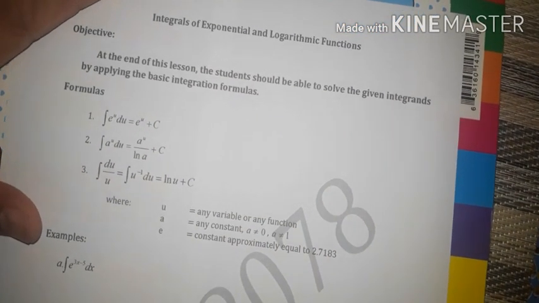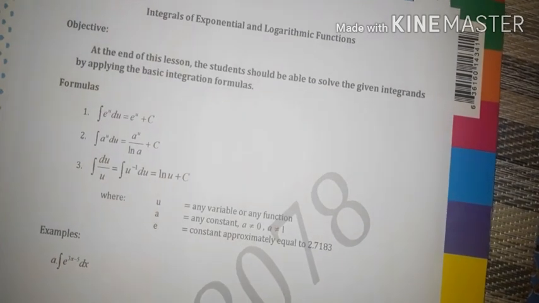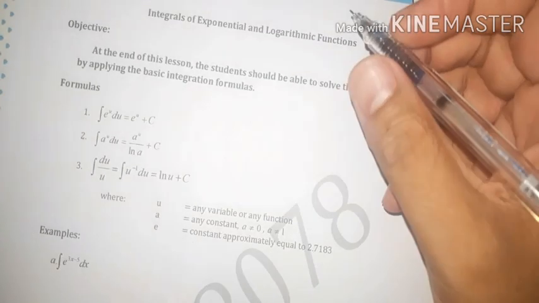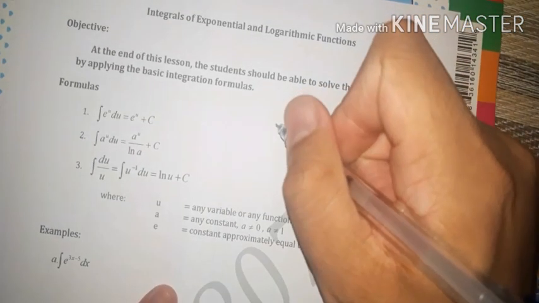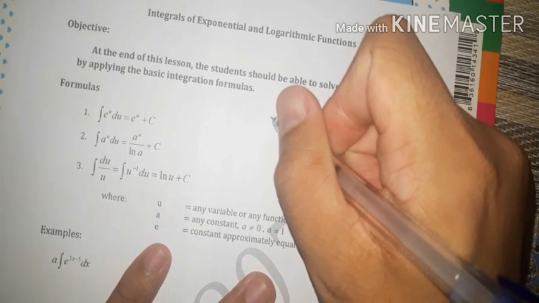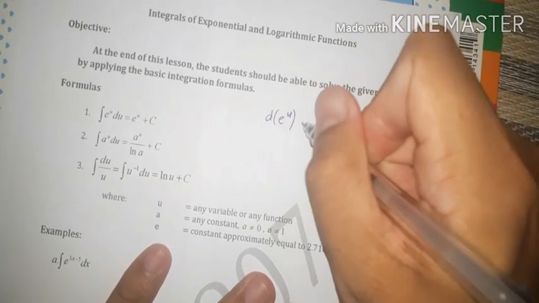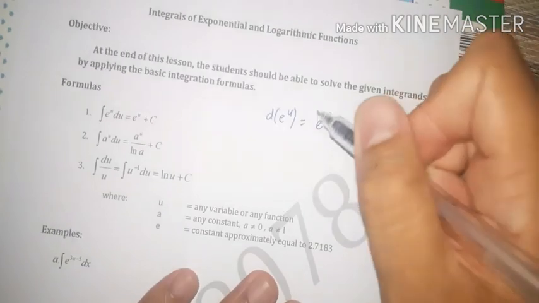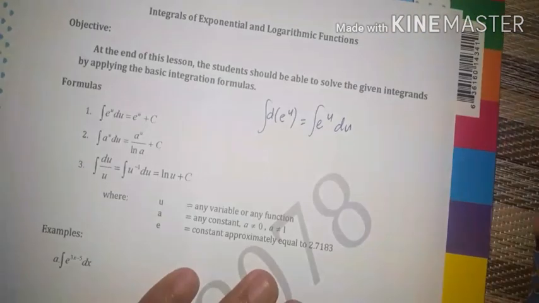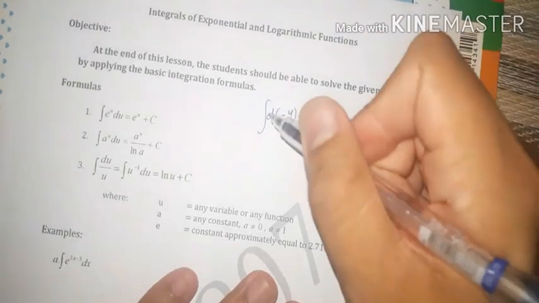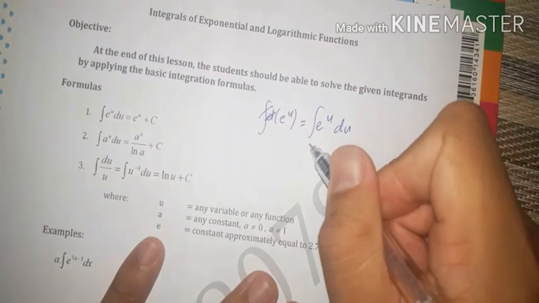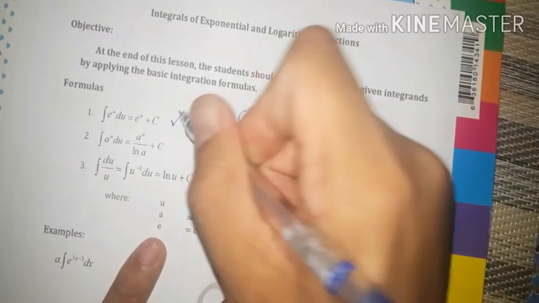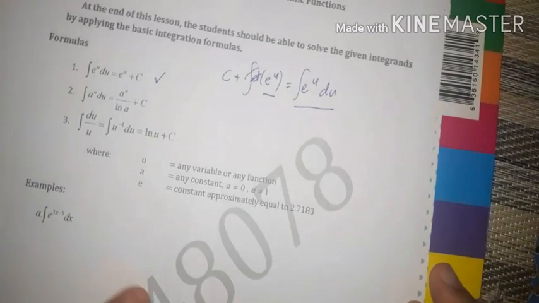Integral of e to the u du is equal to e to the u plus c. Remember, as per definition, this integral is just the reverse process of differentiation. So from the derivative of e to the u, that's e to the u du. If I'm going to integrate both sides, property number 1, integral and derivative cancels out. Therefore, integral of e to the u du is e to the u plus an arbitrary constant c. So that's why we have that as our formula.